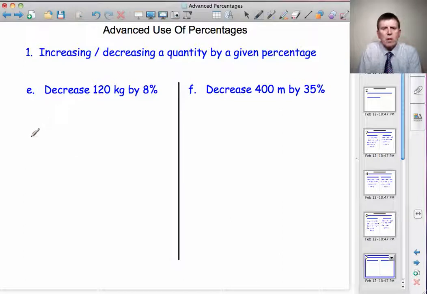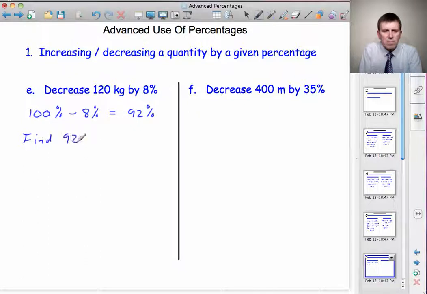Two more examples of this type. First of all, decrease 120 kilograms by 8%. So we begin with the 120 kilograms, which is 100% of itself, and we're going to subtract 8%, in which case there'll be 92% left. So all we have to do is find 92% of 120 kilograms.